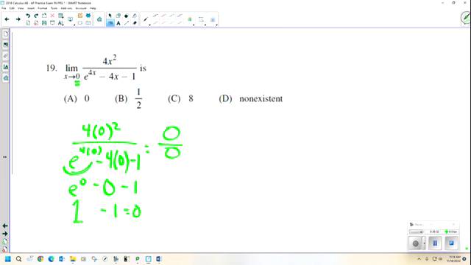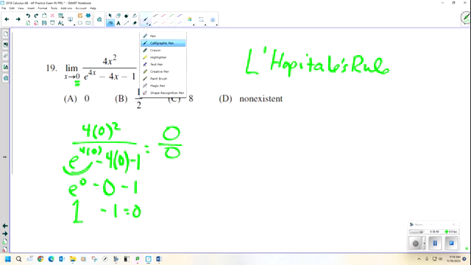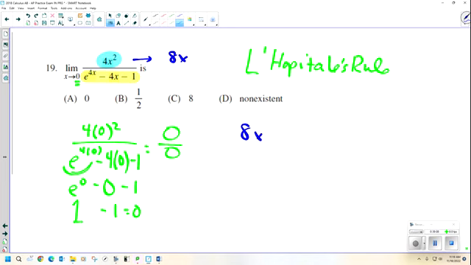That tells me I can use L'Hopital's rule. What that tells me is I am going to take the derivative of the top separately, and then I'm going to take the derivative of the bottom separately, and then try and plug my 0 in again. I am not using the quotient rule. So the derivative of the top is just 8x. The derivative of the bottom, the derivative of e to the 4x is e to the 4x times the derivative of the exponent, which is 4, minus the derivative of 4x is 4, and the derivative of a constant is 0.